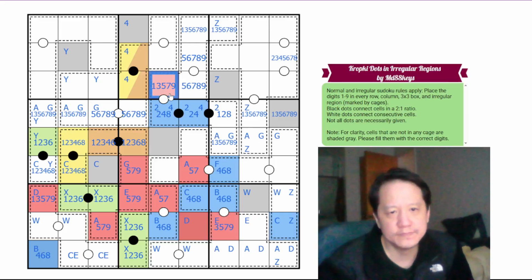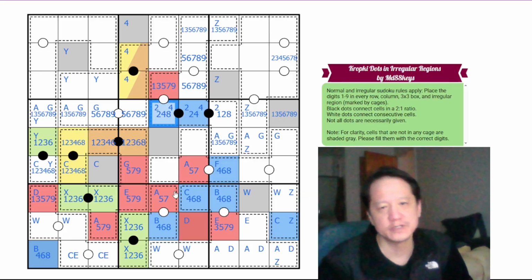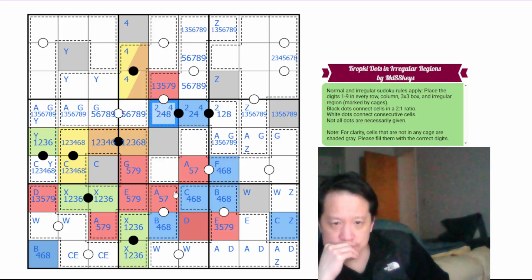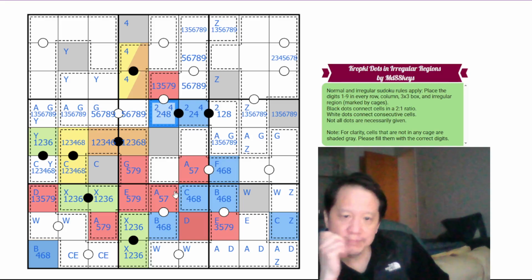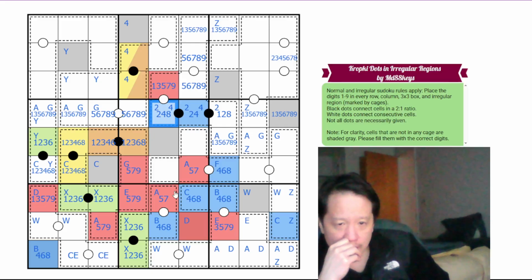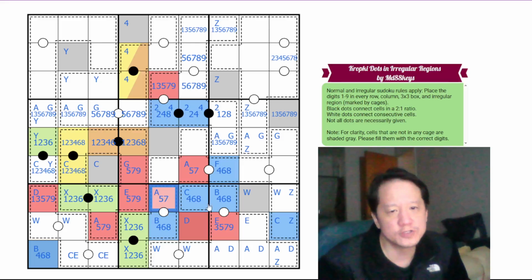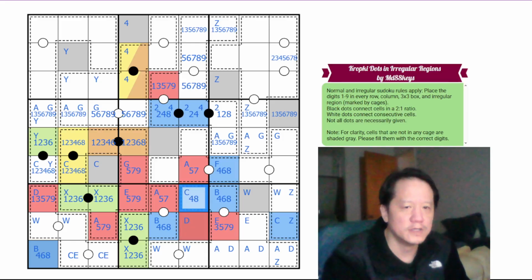Yeah, this can't be 6, but it doesn't matter. This is either 5, which forces B and F to be 4 and 6, or it's 7, which forces B and F to be 6 and 8. So C can never be 6. C has to be 4 or 8. Interesting.